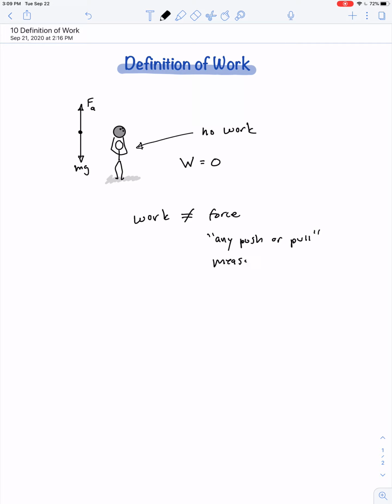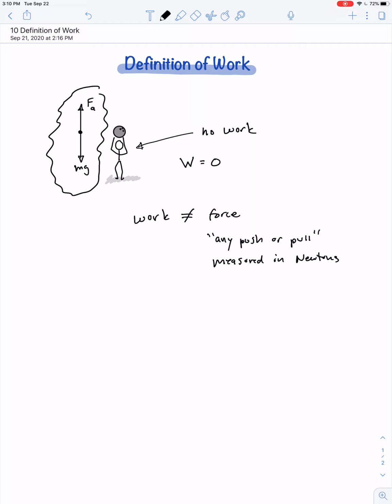measured in newtons and really comes in four varieties: gravity, electromagnetic, strong nuclear force, and weak nuclear force. Work, on the other hand, well, our definition differs from the everyday language. In everyday language, we might describe work as something you should get paid for or something that requires effort. And I think of effort as being like force.